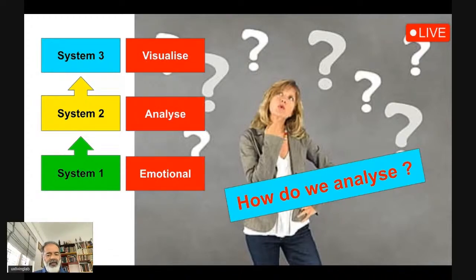System one, as I said earlier, is emotional, system two is analyze, system three is visualize. So we have to approach these three aspects. Am I right? Yes, these three aspects you have to analyze.